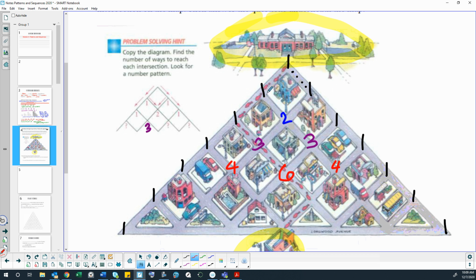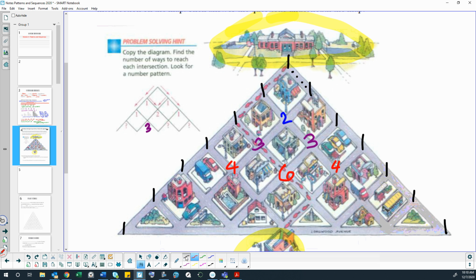So these numbers are 1s, that's a 2, 1 and 2, there's a 3, there's a 1 and 3, there's a 4, 3 and 3 and 6. Interesting. Anybody have any theories about what the pattern is?